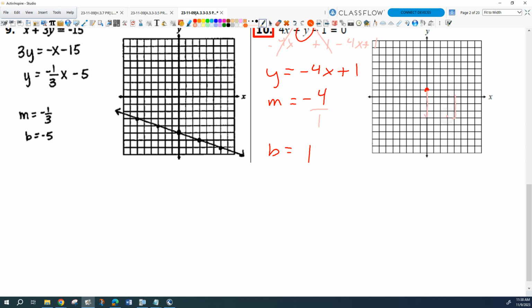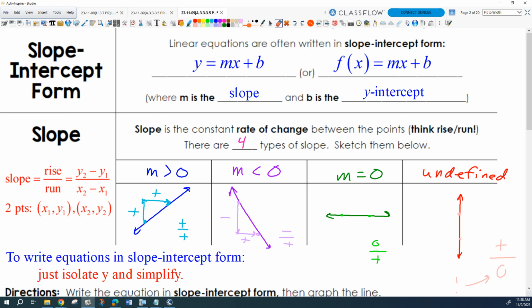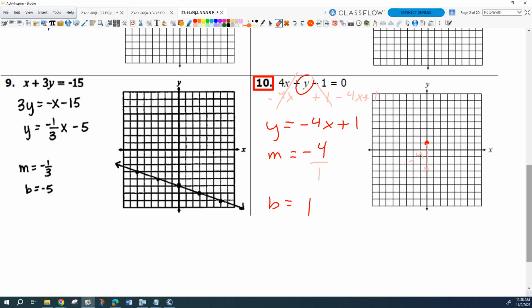Okay, I'm going to rise by -4, which of course means I'm going down, right? Oh, we didn't want to do that. I want to do that. And you guys told me I'm running by 1, right? So there's my next point. And now all I have to do is connect and extend, and we got it. Piece of cake, right? Okay. All right.